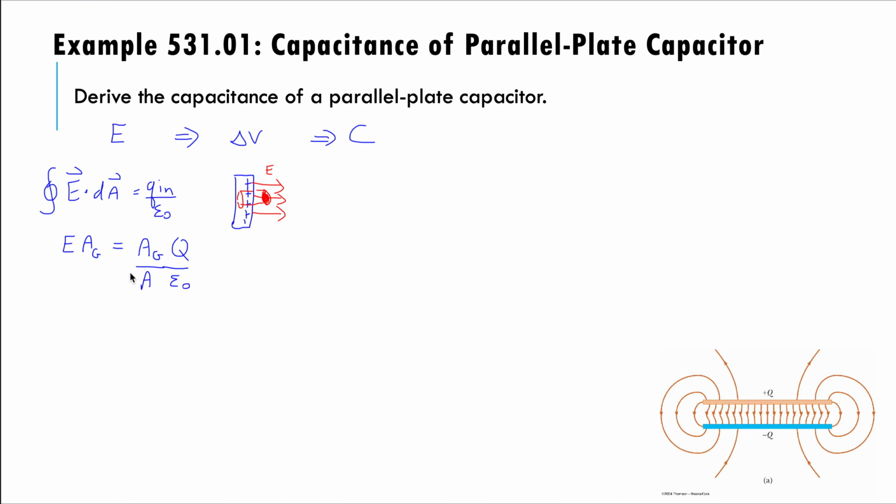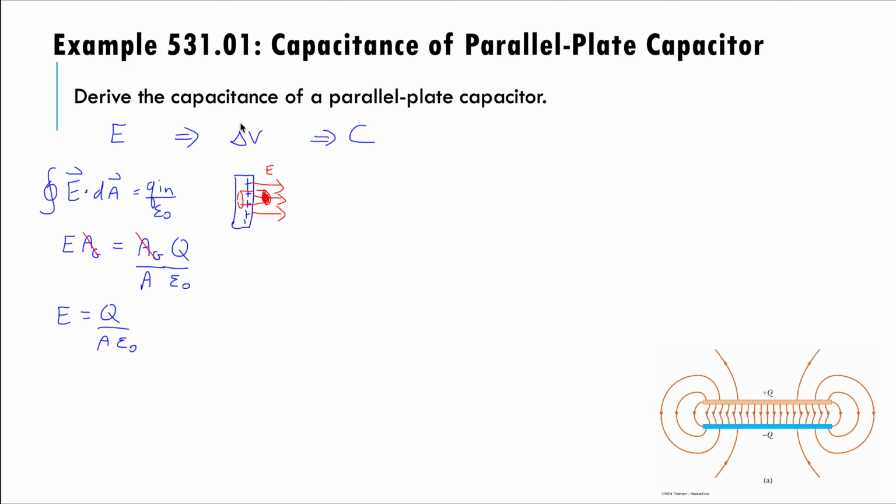All right, now we see that the area of the Gaussian surface cancels out and we get that the electric field inside our capacitor is going to be Q per A over epsilon naught. We don't need to put it in vector form right now. Let's just say it's going to the right and it's uniform.